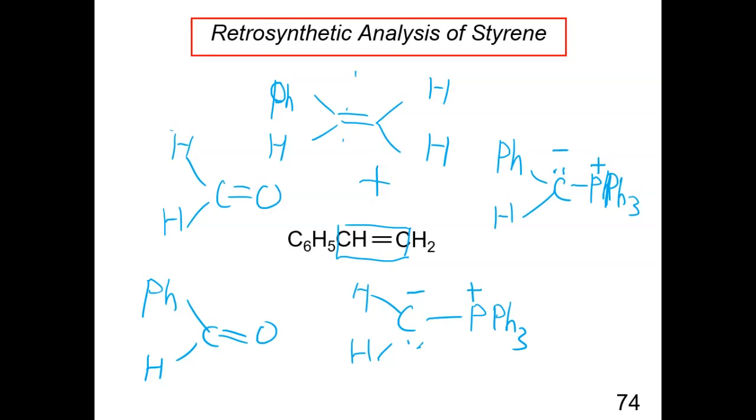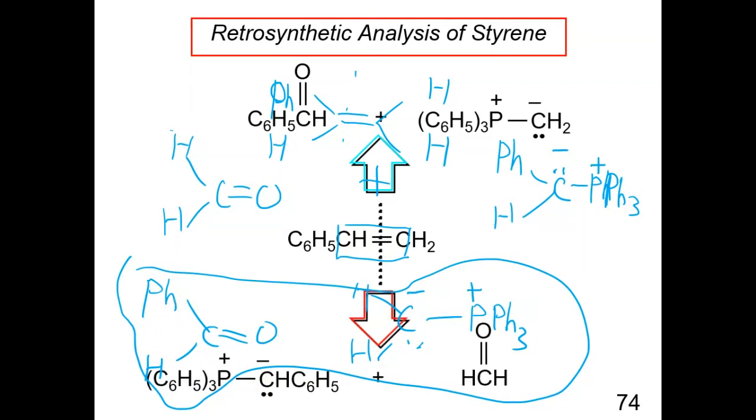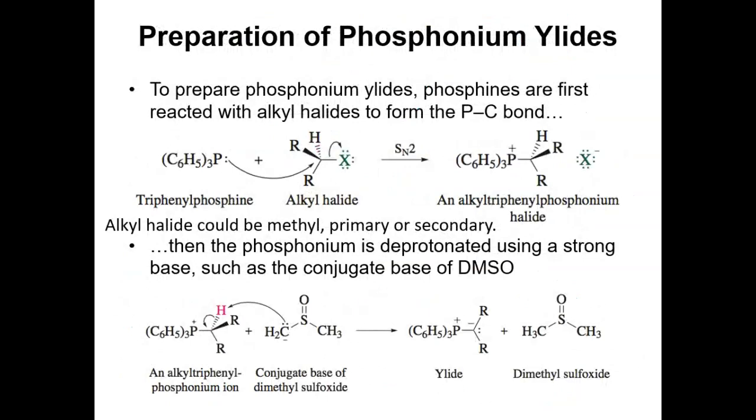But if you're really going to do it in a laboratory, you're probably going to choose the latter approach, because formaldehyde is a gas. It may not be the most convenient to work with. But if you just need to answer a question, both approaches are going to be fine. Now the question is, how do we make those ylides? Those ylides usually are made from the alkyl halide.